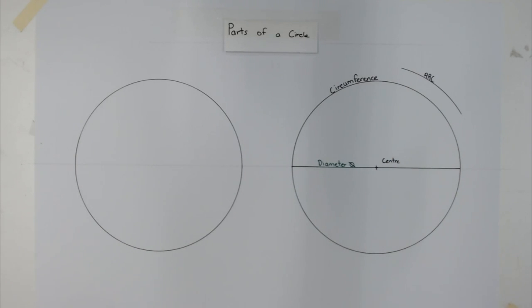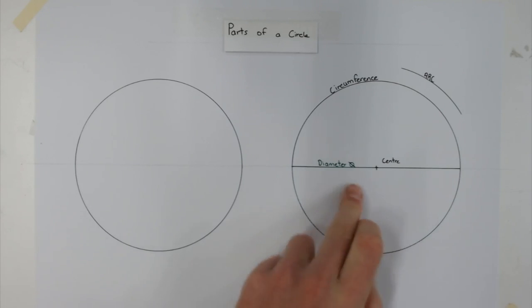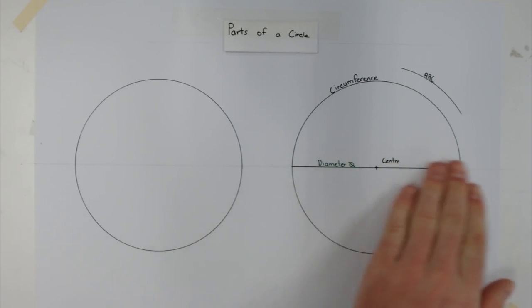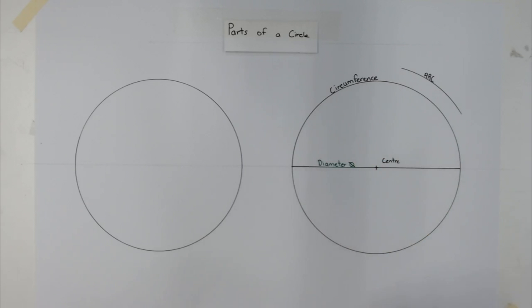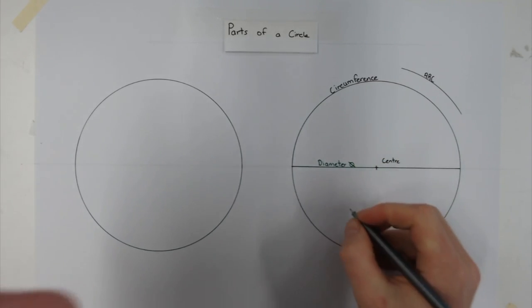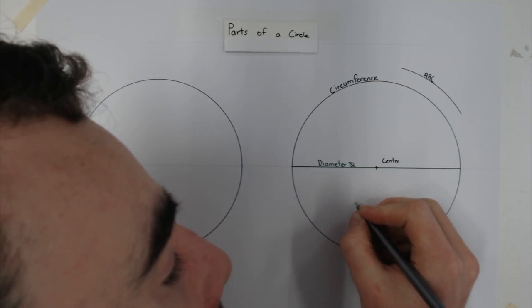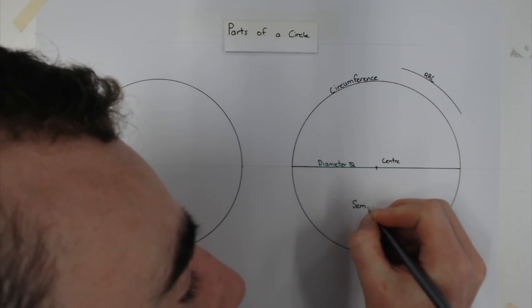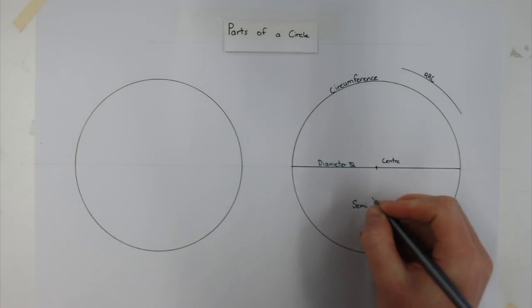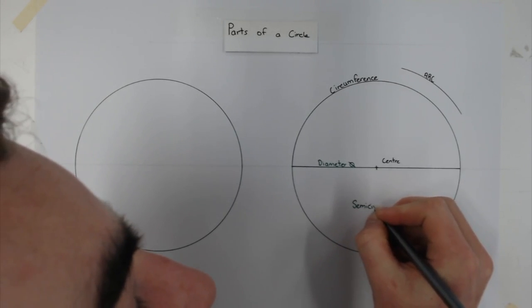Now, the next thing, we've already drawn in the line here, is what's called a semicircle. And a semicircle is actually a full half circle. So you can see this here as a half circle. So semi equals half, semicircle. Okay? So let's label that in. Semicircle.